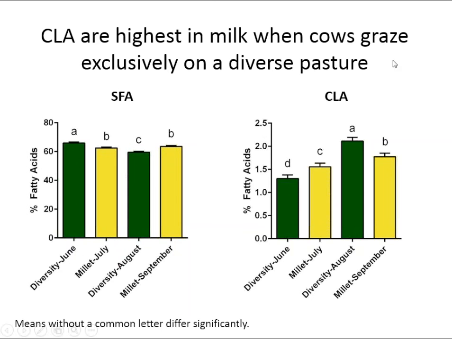If we look at CLAs, we see the opposite effect, where we have the most CLAs when we grazed only that diverse pasture. And we actually have the least amount of CLAs in milk fat when we include about 30% of the dry matter as baleage. And again, that's probably because there's not as much polyunsaturated fatty acids in the diet for those rumen microbes to modify to CLA. Millet had an intermediate amount. They were different between the treatments, but just an intermediate amount between supplementing baleage and grazing a diverse pasture.